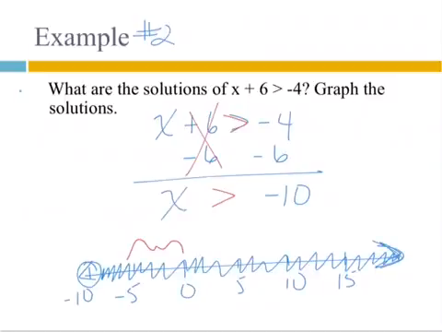Now, the reason it's shaded and not something else is that every number in that location makes the statement true. Whether the number is negative 5, negative 5 is greater than negative 10. The number 0 is greater than negative 10. 5 is greater than negative 10. All of these numbers are greater than negative 10. All of these numbers make the statement true.